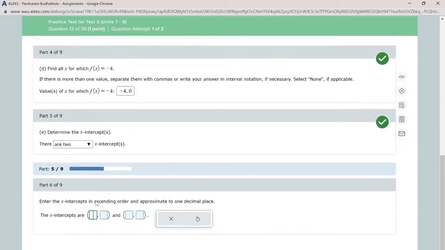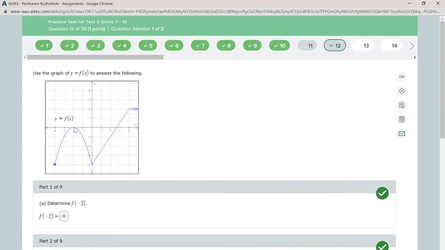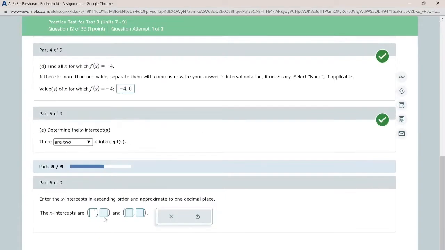And what are they? The x-intercepts are at x equal to -2 and at x equal to 2.5. But keep in mind, when you write down the x-intercept, you also have to include the y coordinate, which is 0. The y coordinate for the x-intercept is always 0. So these are the 2 points where the graph crosses.